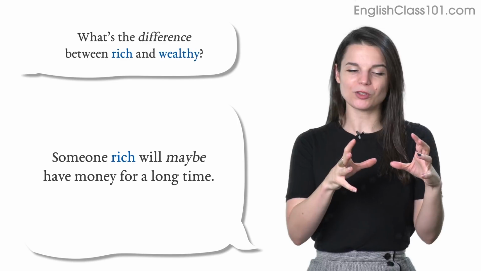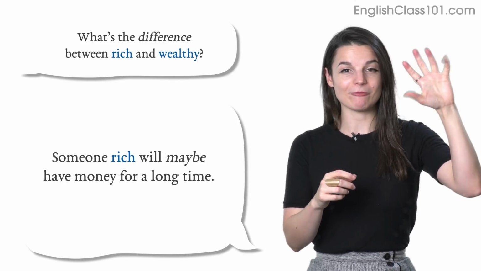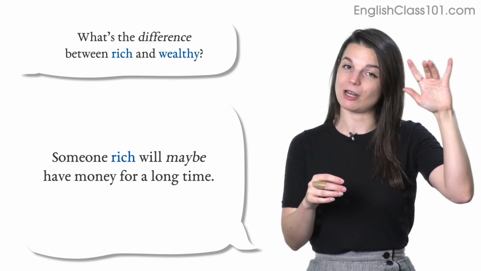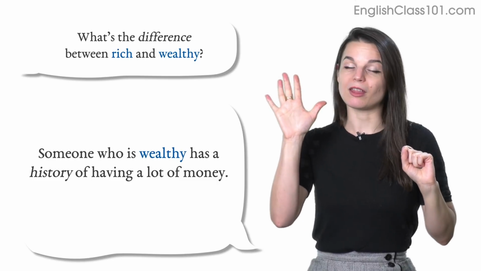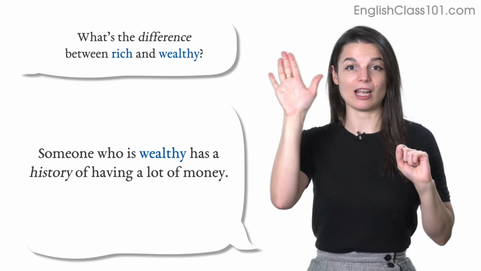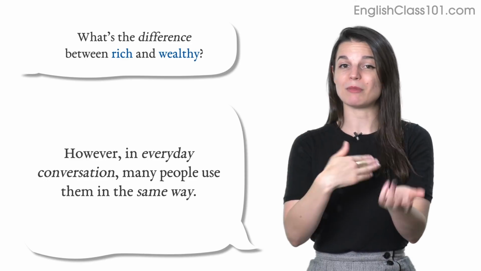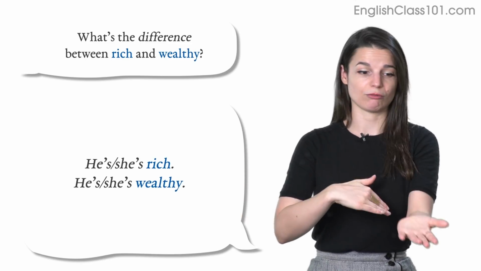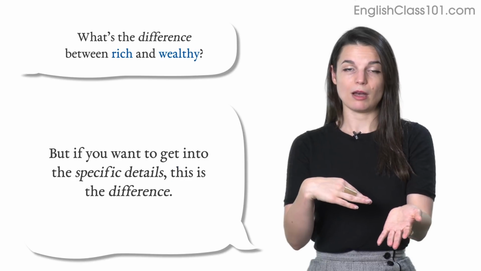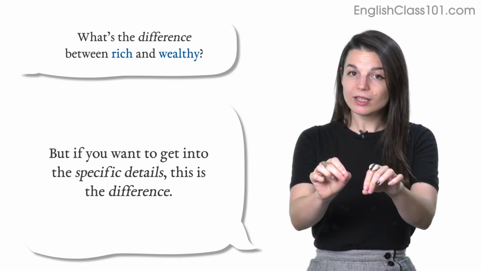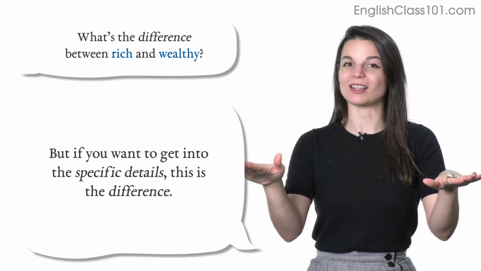So someone who is rich, we can think of as maybe they have money for a long time. Maybe not, we don't know. Someone who is wealthy, though, they have like this history of lots and lots of money. In everyday conversation, many people use them in the same way. He's rich, she's rich, he's wealthy, she's wealthy. But if you want to get into the specific details, this is the difference between these two words.